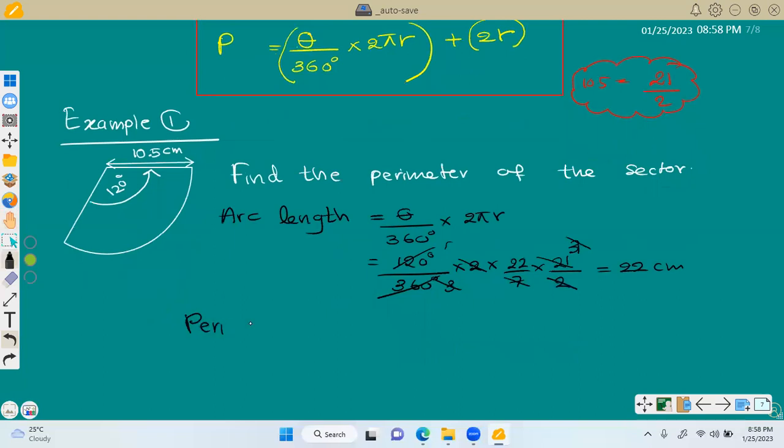It is the sum of all the outer lengths. Now we have found the arc length. The perimeter of the sector is equal to 22 plus 10.5, 10.5, so you can multiply 10.5 two times, that is 21. Then 22 added to 21. So what is the answer? It is 43 centimeters. Okay, do you understand? First of all, you can find the arc length, then you can find the perimeter.